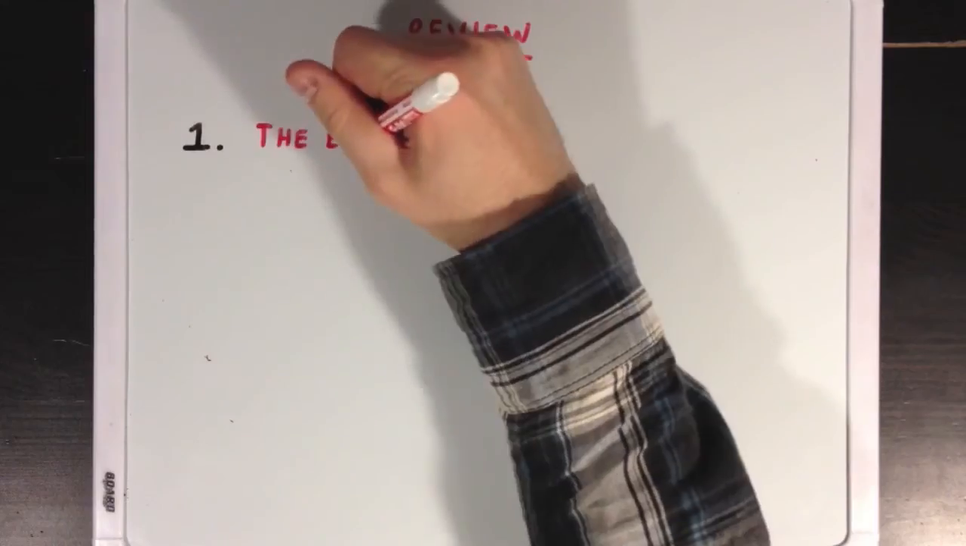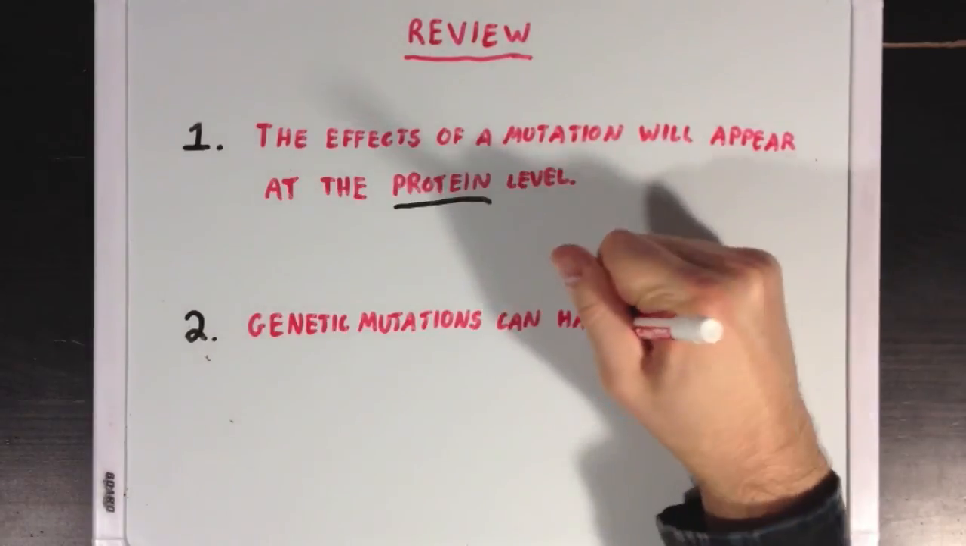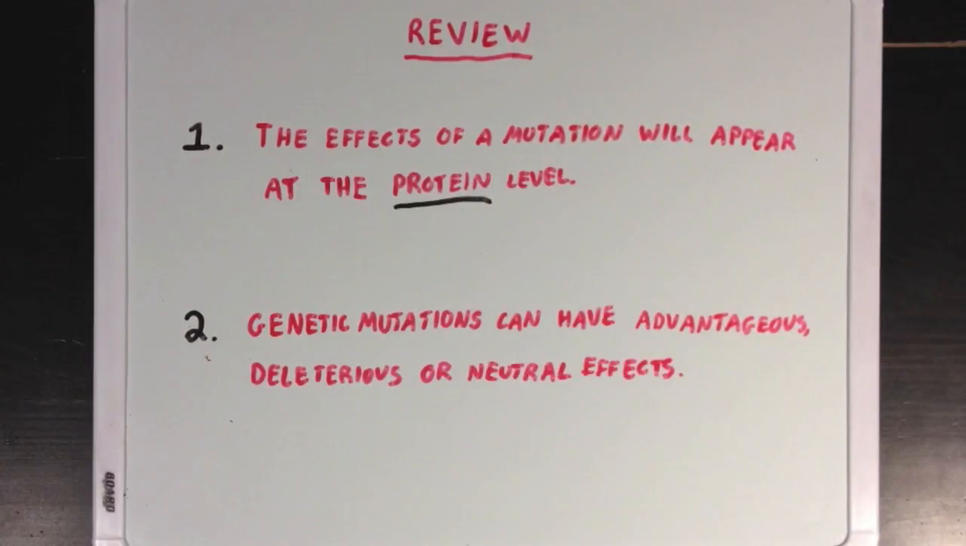Well, first we learned that the effects of a mutation will usually, but not always, appear at the protein level. There are some exceptions to this rule. And second, we learned that genetic mutations can have advantageous, deleterious, or neutral effects, depending on the type of mutation, the environment that the affected organism lives in, as well as a multitude of other factors.